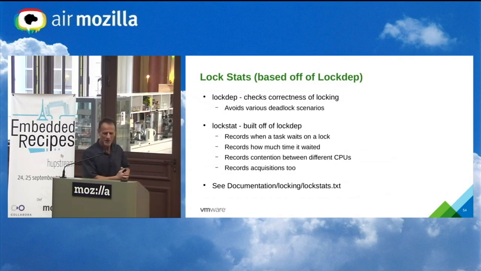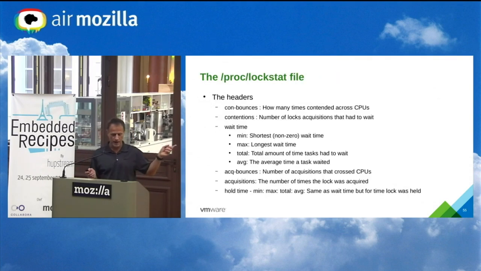Great. So lock stats. Not many people know about lock stats. It's part of lock depth. It's really good because it shows you where your contention is between the locks within the kernel. I'm going to skip over that; you can read all the information about it at the bottom there. There are links about lock stats. But here are the headers. It's in the proc lockstat file. When you enable this, it's already running when you boot up the kernel.